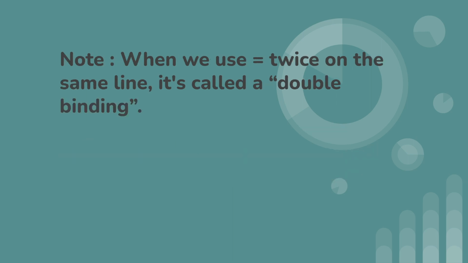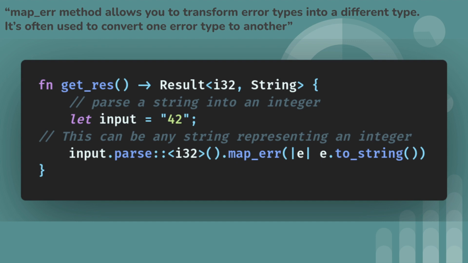This example's actually got two lots of equals in it, which is not what you will always see, and it's called double binding when you get that. What do I mean? Well, we'll see that in a second. So first we write a function. It's the usual function that takes a string of a number and converts it to an i32. We use a map error here, which allows you to convert the error types into a different type.